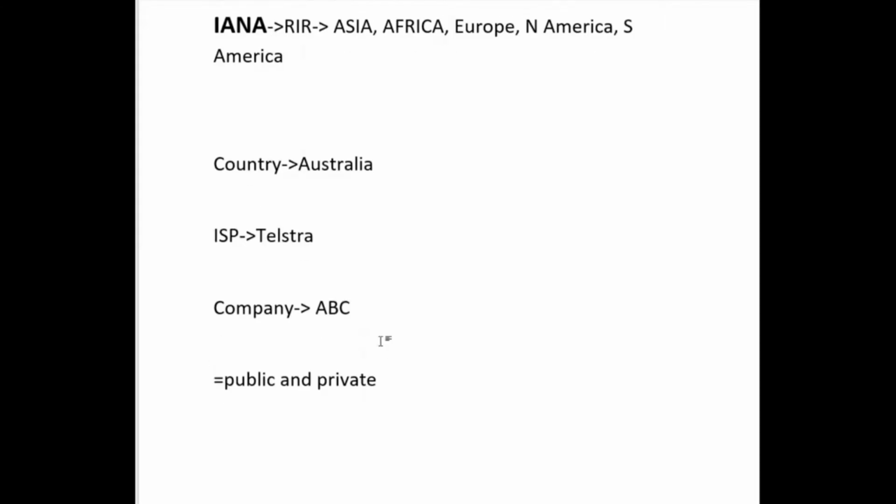That's a breakdown, but if you look at IANA, they provide to the RIR, then they provide to, for example, Asia Pacific, and then Asia Pacific will provide to Australia, then Australia will provide to ISP1, and ISP1 to company 1. That's how the IP address distribution happens.